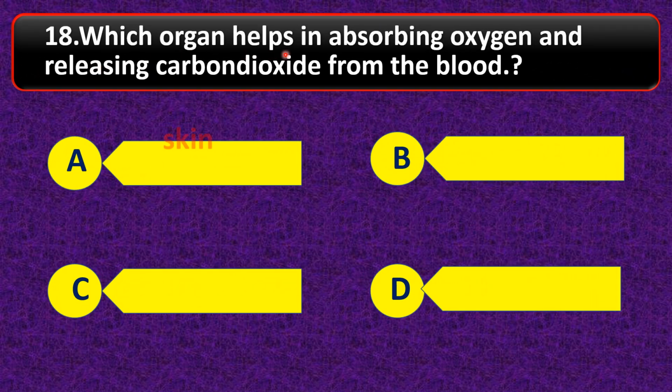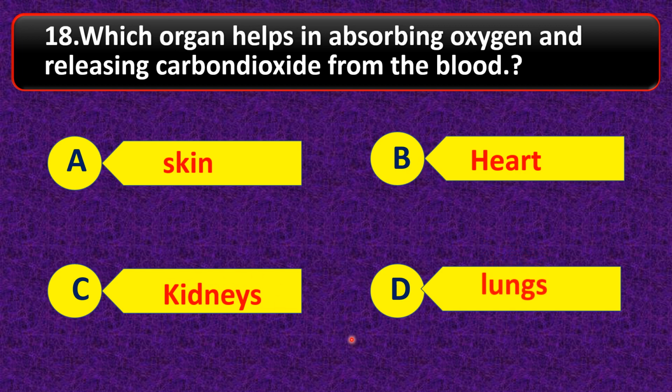Which organ helps in absorbing oxygen and releasing carbon dioxide from the blood? Option A, skin. Option B, heart. Option C, kidneys. And option D, lungs. The correct answer is option D, lungs.